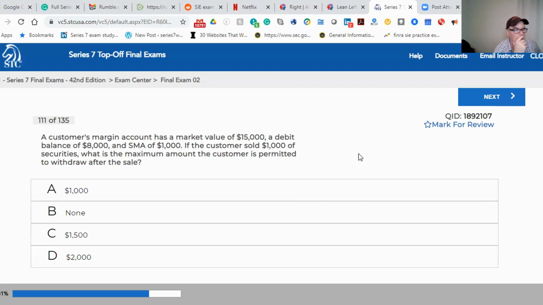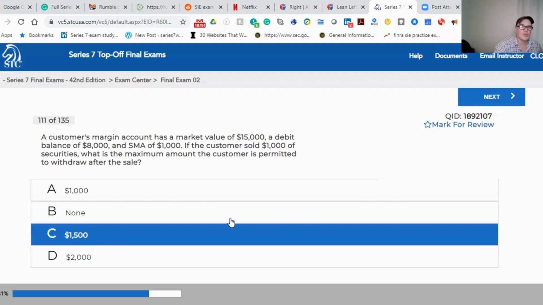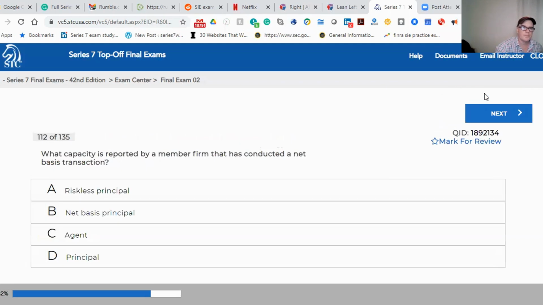If I sell 1,000, remember, whenever you're restricted, half of your sale goes to the SMA. So now it was at 1,000. I added 500 because it's half of the sale. That's 1,500, baby. Don't get tricked into doing the none or the 1,000. It should be 1,500. Boom.